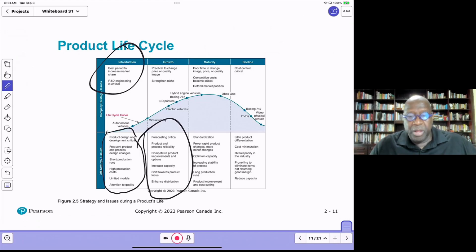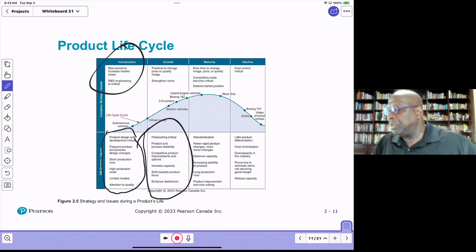All right. So you focus on increasing your capacity, shifting towards product focus by making sure that you have a production process that takes into consideration the particularities of your product.